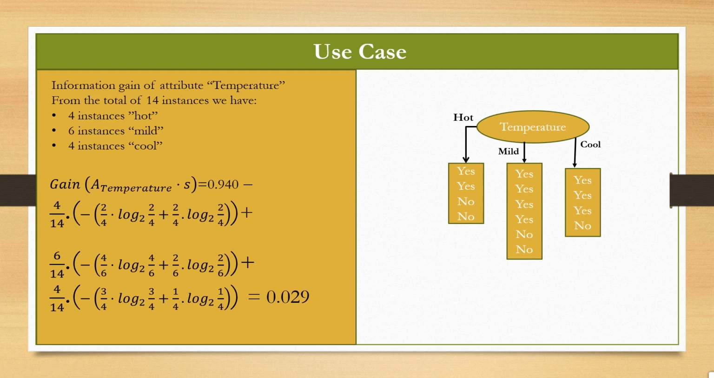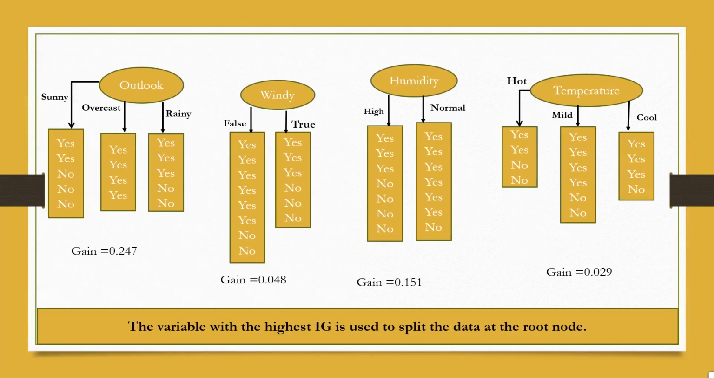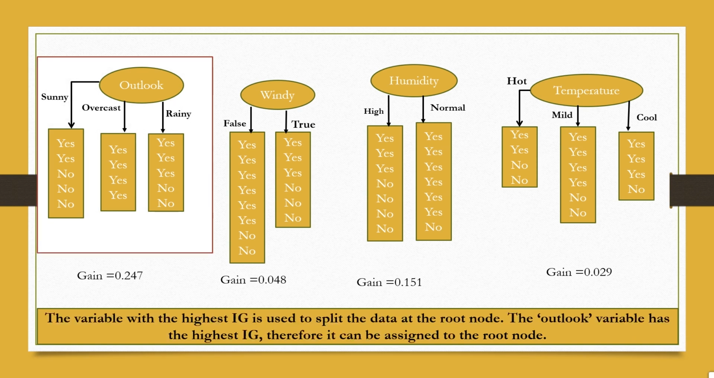So what you can summarize from here is, if we look at the information gain for each of these variables, we'll see that for outlook we have the maximum gain. We have 0.247, which is the highest information gain value, and you must always choose a variable with the highest information gain to split the data at the root node. So that's why we assign the outlook variable at the root node.